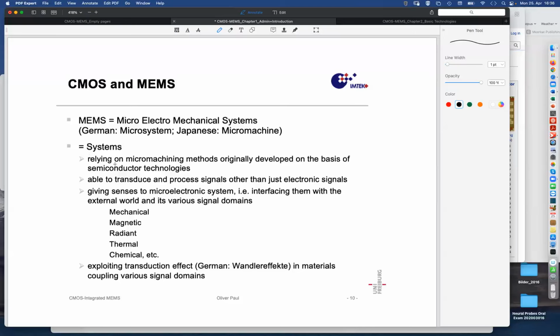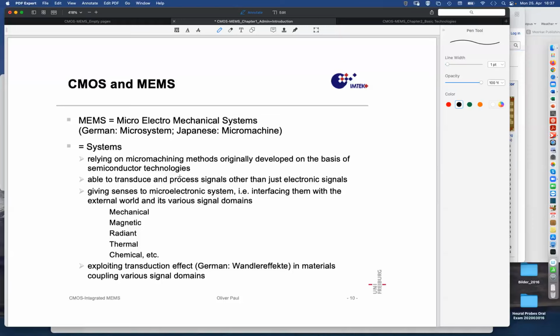And so these are systems that rely on micromachining methods in all 3 cases, in all areas of the world, to carve structures out of silicon or of thin films. These are systems that are able to transduce a signal from one signal domain into another domain, a motion into an electrical signal, a temperature into an electrical signal, a magnetic field into an electrical signal, or an electric signal into a motion, a resonator. What do I know? So these are transducers, and so MEMS are always more than just electronics.